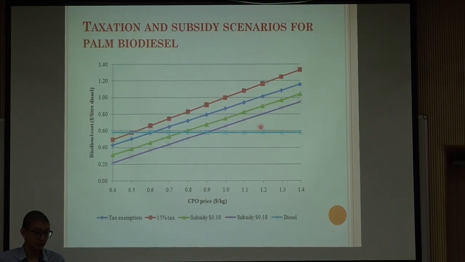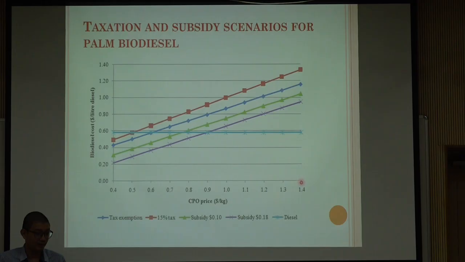So that's why this is a crude palm oil price. During that time, our crude palm price is around $1 per kg, because it's 1,000 per ton. So in this part, you see the overall production price, even with some subsidies, is much higher.